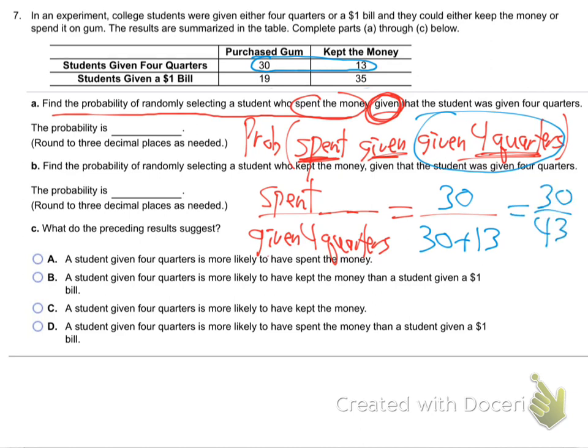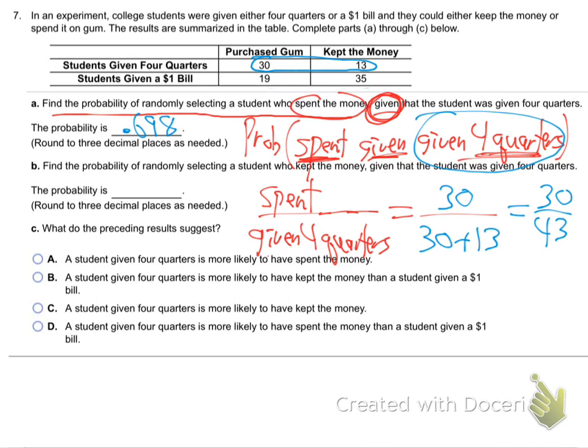And when you put it in your calculator, you have to start with the top, right? 30 divided by 43. And they want a decimal to 3 places. 0.698. That is what I got. Almost 70%, huh? Almost a 70% chance.